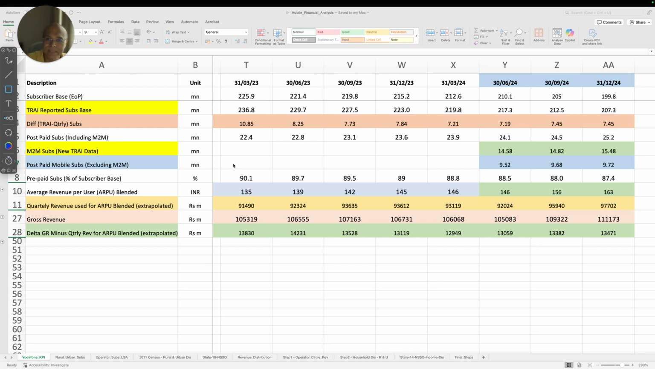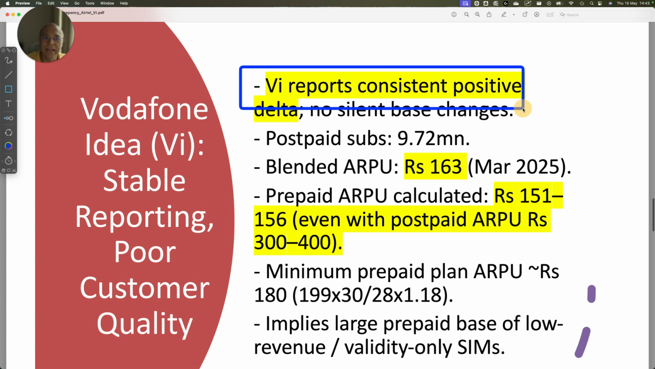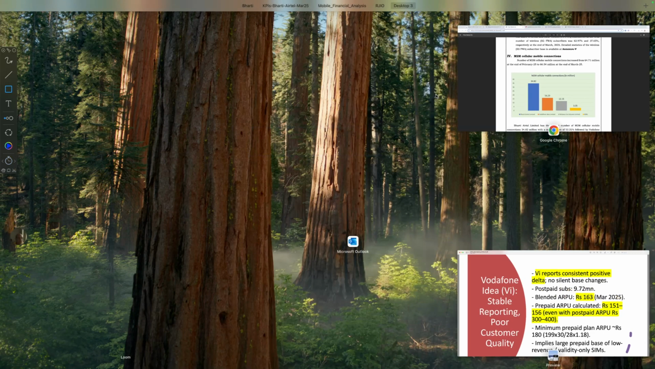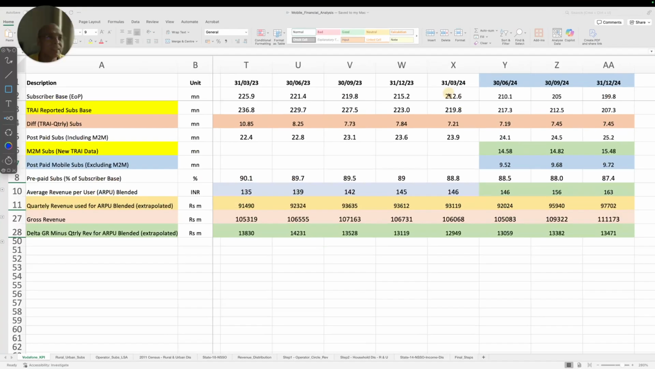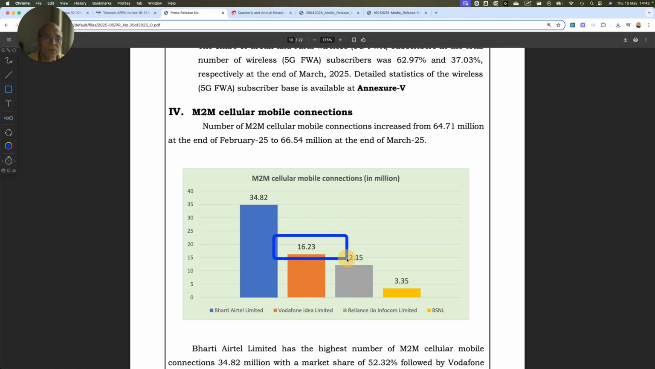Now let's go back to the slide again. So you see here, VI has reported consistently, right? No silent base changes. Postpaid number for VI, how do I calculate? Let's go back and see. This is important because VI is not reporting the M2M number. I can get the M2M number from the TRAI report, which is 16.23 in the last quarter, and in the earlier quarter, because I'm looking at the December number, this number was a little less.